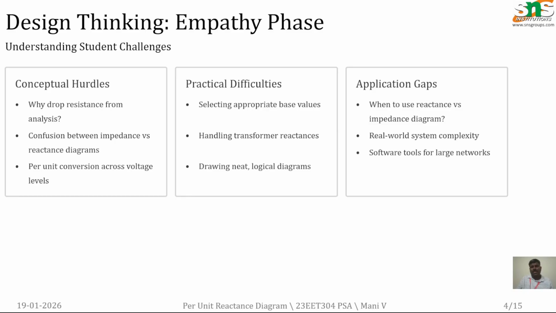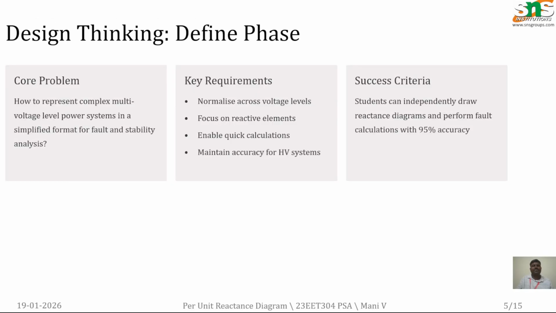So what are the main application gaps? When do we use the reactance diagram, and where? When do we use the impedance diagram, and where? These are the real-world system complexities. Software is mainly used for power system analysis. In the define stage, we have to represent the multi-voltage power system in a simplified format for fault analysis and stability analysis.